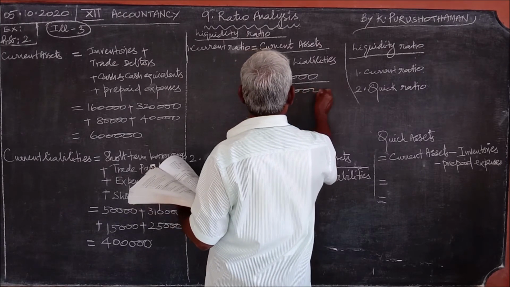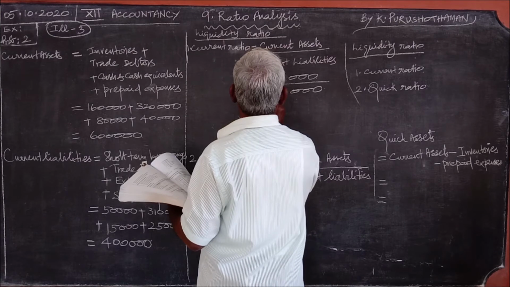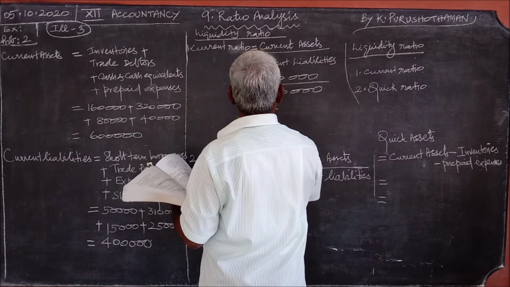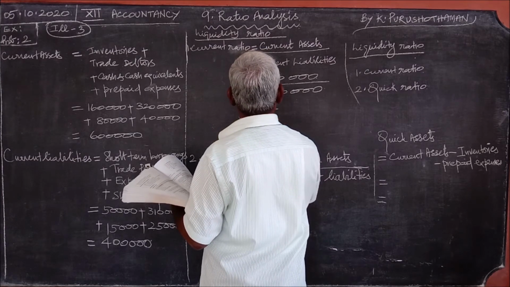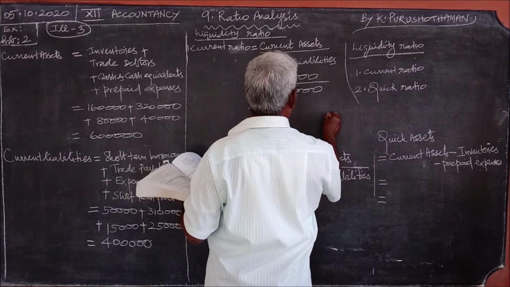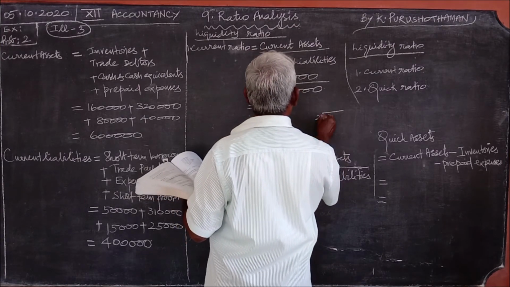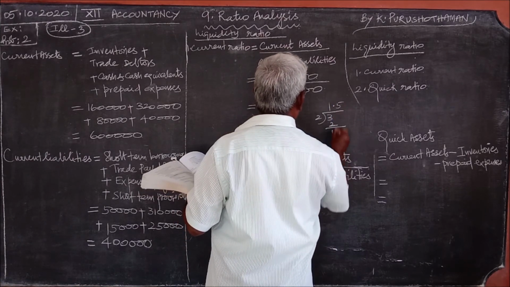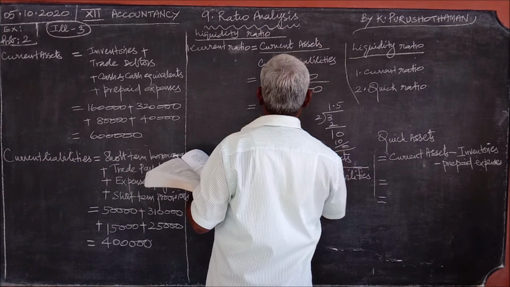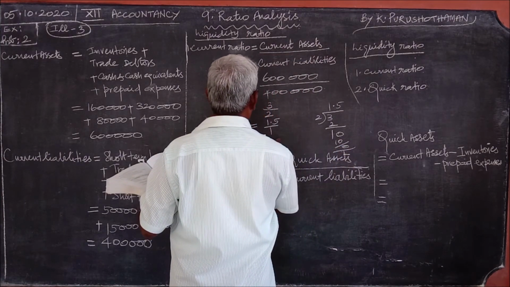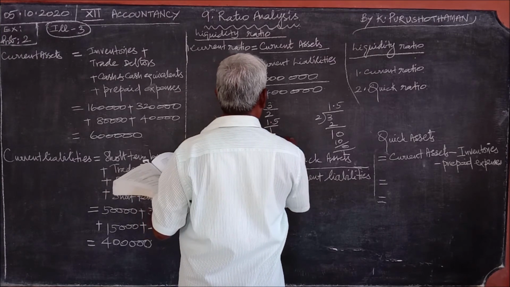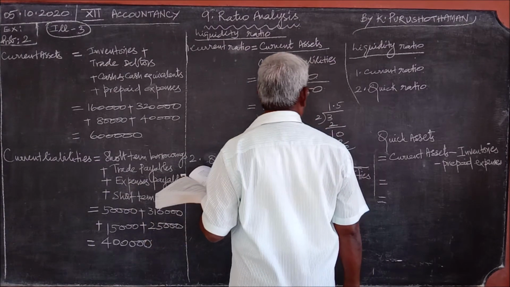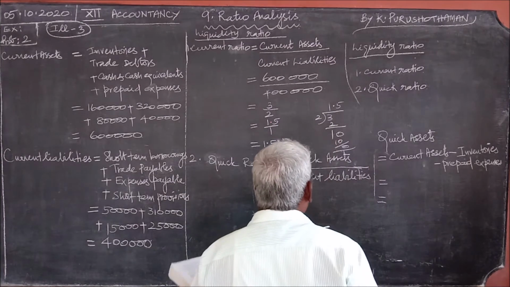If you simplify this 6 by 4, then 3 by 2, and for 2, 1, 2 is 2. If you divide 3 by 2, you will get 1.5. Just now I have shown it. If you divide 3 by 2, 1, 2 is 2, remainder 1, add 0, put the point, 5 2s are 10, 0. Therefore, 1.5 by 1, which can be written as 1.5 is to 1. This is current ratio.